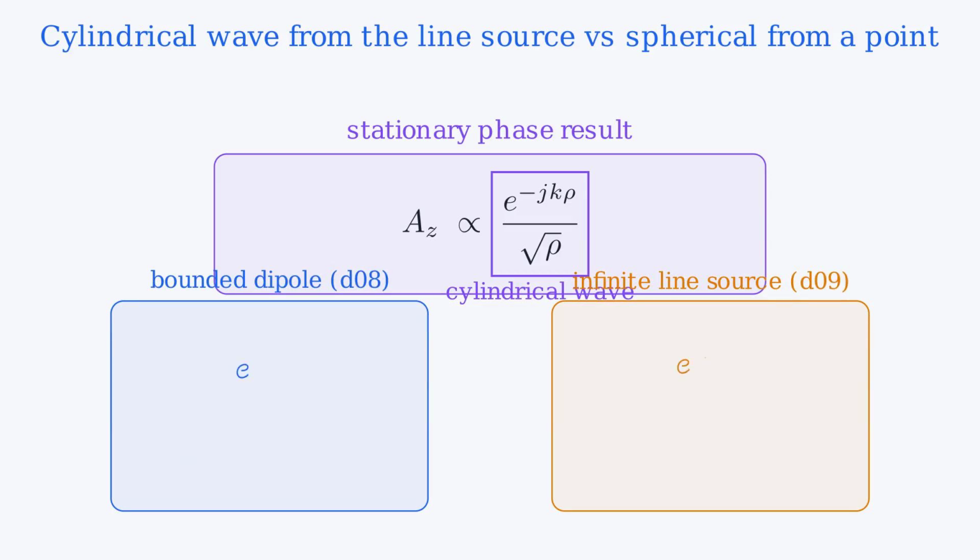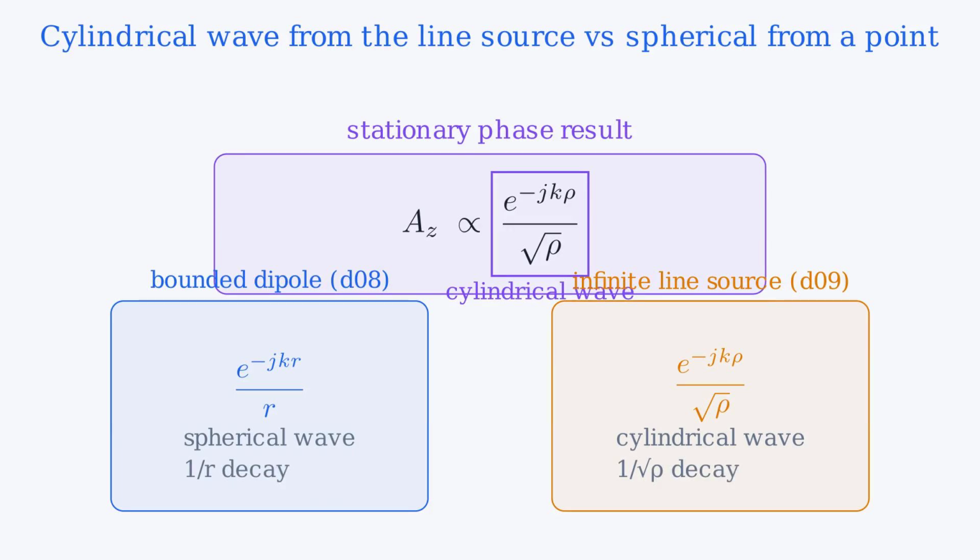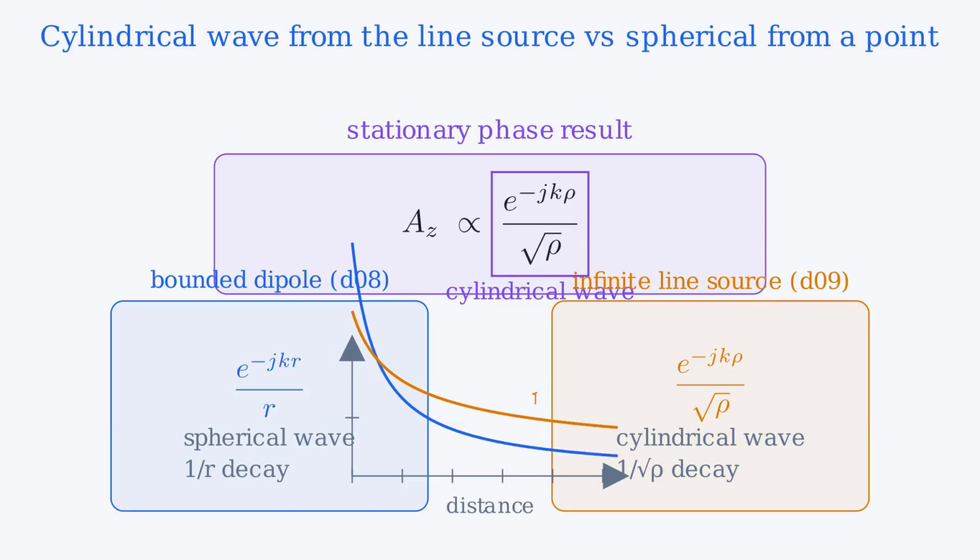Energy spreads over expanding cylinders instead of expanding spheres, so the amplitude decays as 1 over root ρ rather than 1 over r. This slower decay reflects the fact that the line source maintains coherent radiation along its entire length.